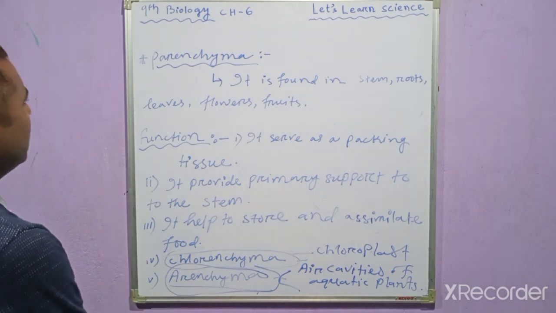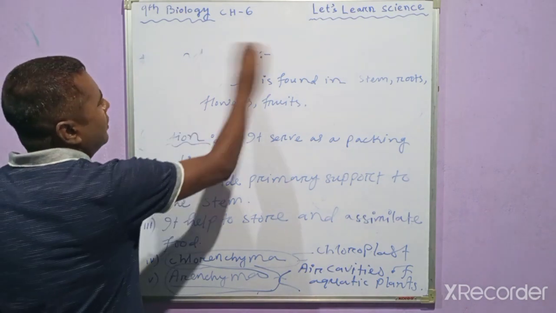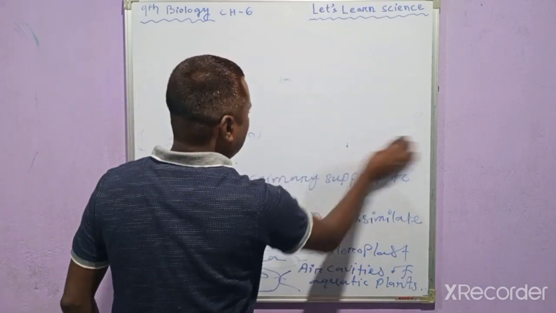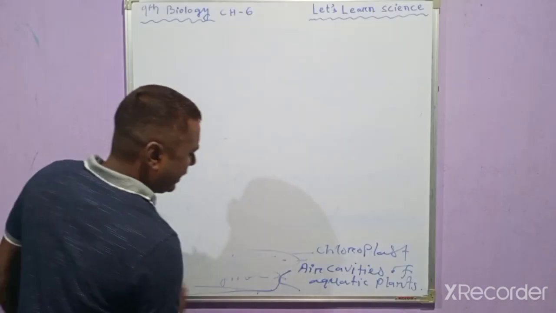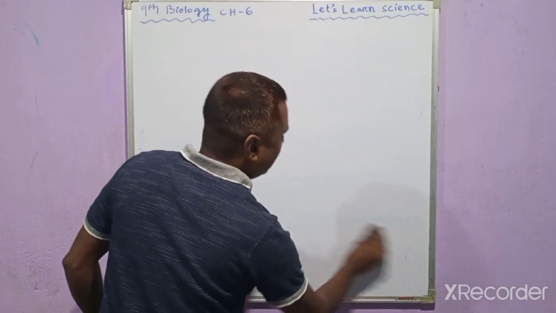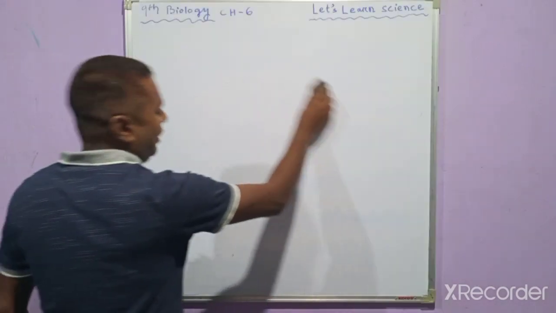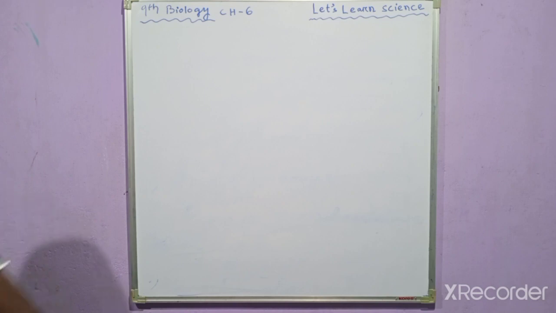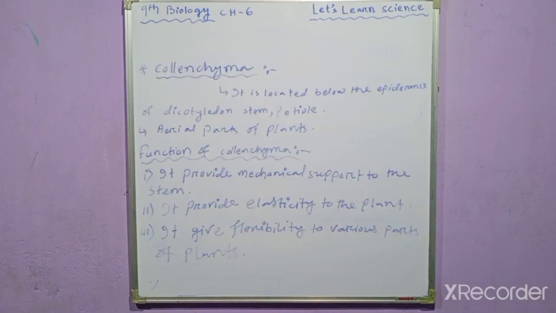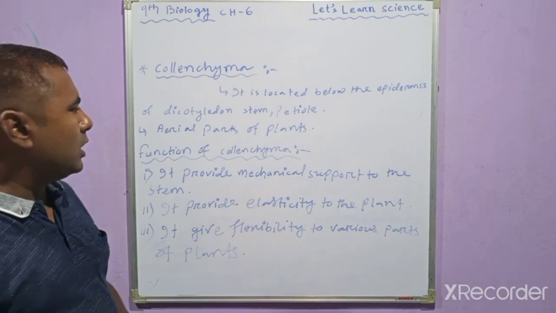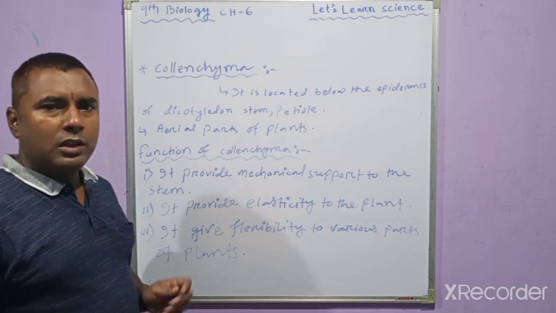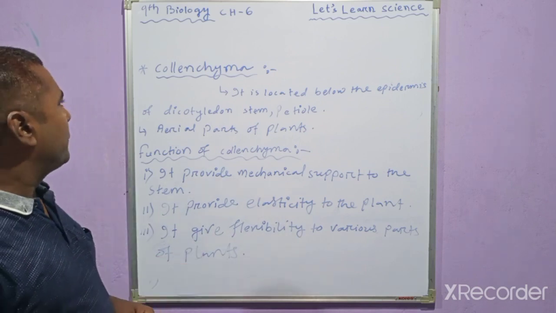Now let us see the function as well as location of chlorenchyma. What is it? Where is it located in a plant body, and what are the different functions it carries out in the plant body? Now let us see the location of chlorenchyma as well as the function of chlorenchyma, the type of simple permanent tissue in the plant body.